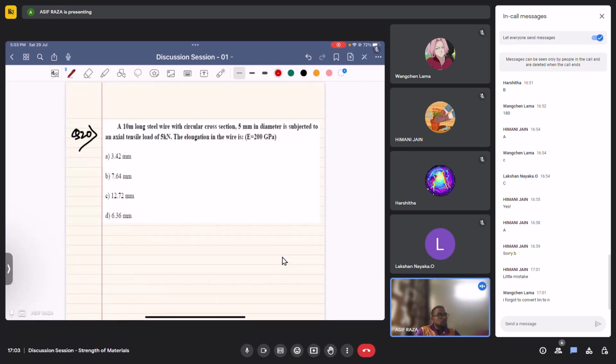This question is similar to what is given in the assignment, so this will help you a lot. A 10-meter long steel wire with circular cross section that is 5 mm in diameter is subjected to an axial tensile load of 5 kN. The elongation in the wire is, given Young's modulus of elasticity as 200 GPa. The options are 3.42 mm, 7.64 mm, 12.72 mm, or 6.36 mm.